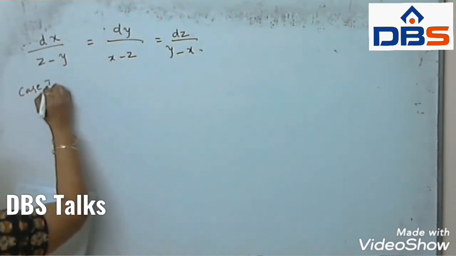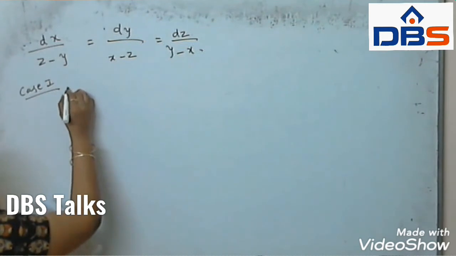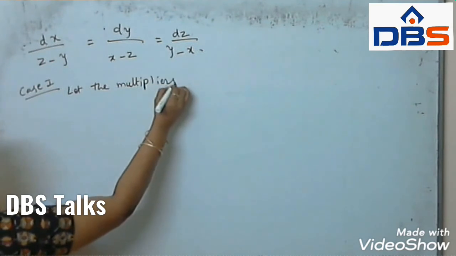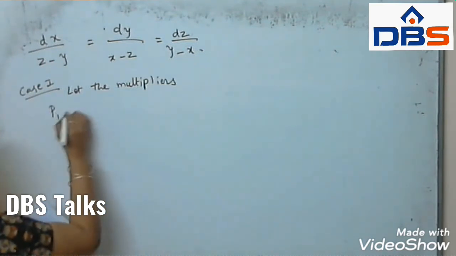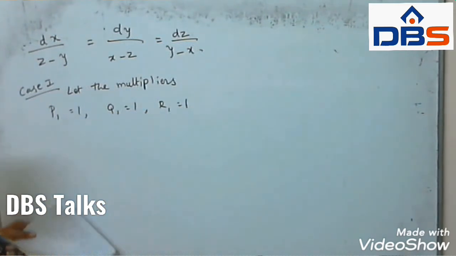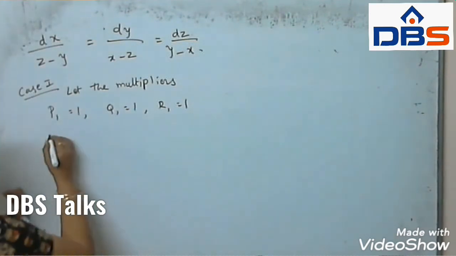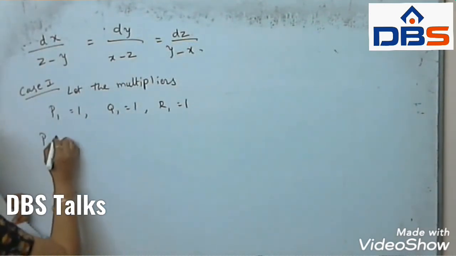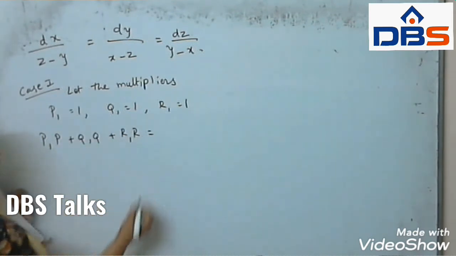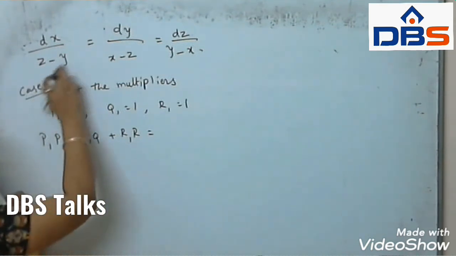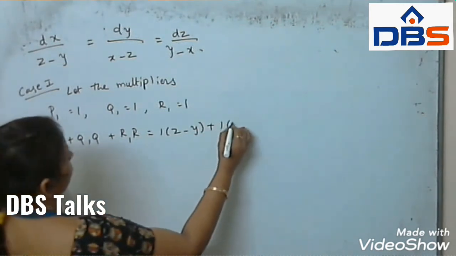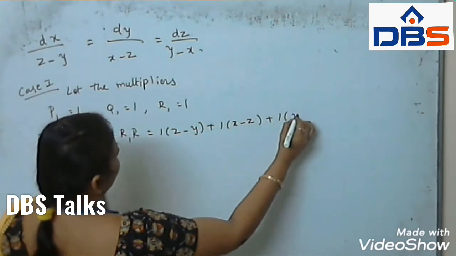First, case 1. Let the multipliers P1 equal to 1, Q1 equal to 1, R1 equal to 1. So P1 P plus Q1 Q plus R1 R equal to 1 times z minus y plus 1 times x minus z plus 1 times y minus x.